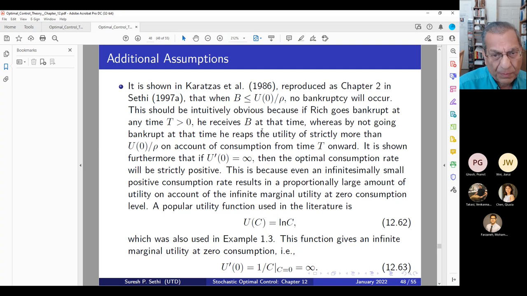There's another thing that goes on, and that says the following. If U prime 0 equals infinity, then the optimal consumption rate will be strictly positive. And I mentioned that in chapter 11 when we were doing optimal growth. I was telling you that this condition is necessary for us to have a consumption that is strictly bigger than 0. The reason is that if U prime 0 is infinity, then at 0, if you take a little bit more consumption, you get a very high utility at that time. So if you look at a guy who's almost thirsty to a point of dying, and if you give him one drop of water, that gives him an infinite amount of utility. He might survive.